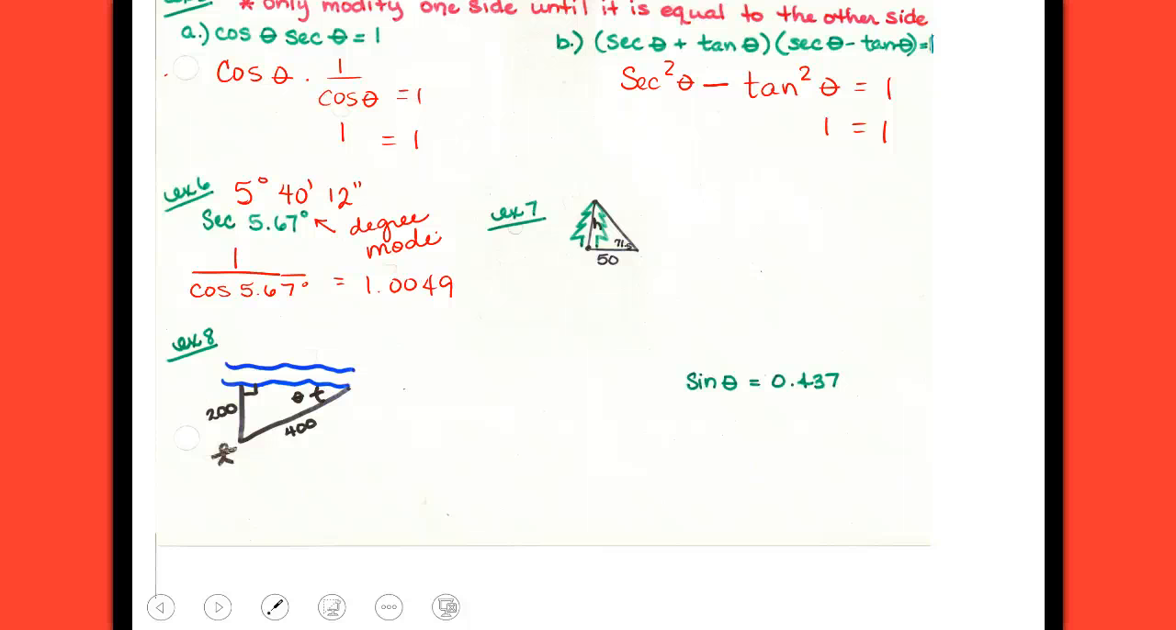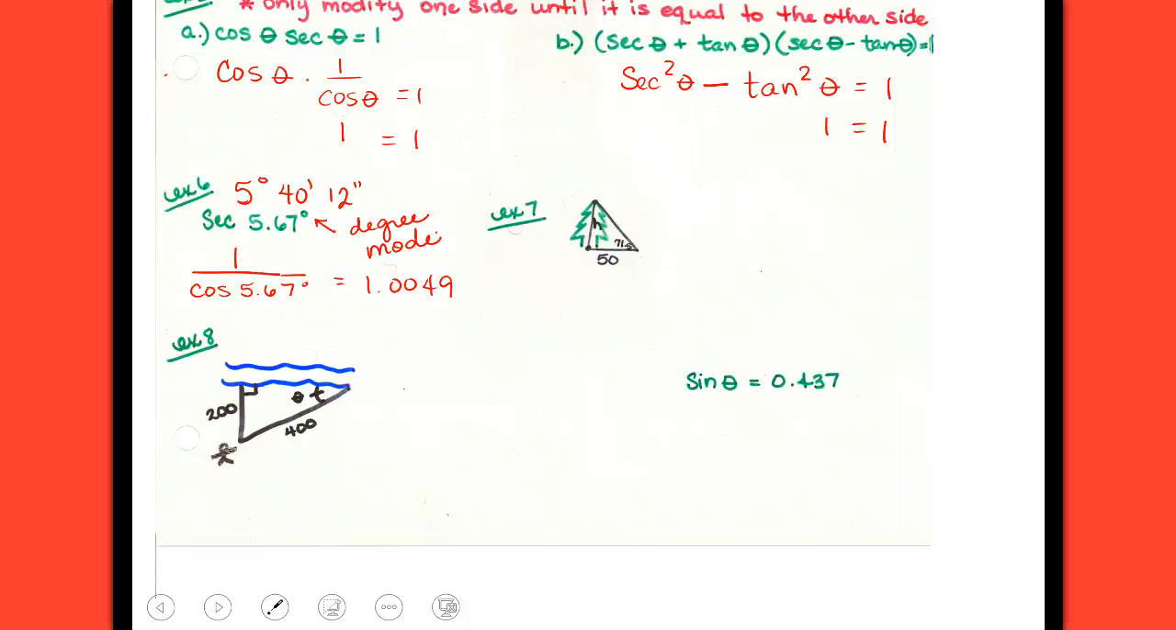All right, on the bottom of page 307, they give us a couple of bold print terms. Angle of elevation and angle of depression. In our next example, example 7, we're going to need to use this. So let's see what they're talking about. It says an angle of elevation denotes the angle from the horizontal upward to an object.